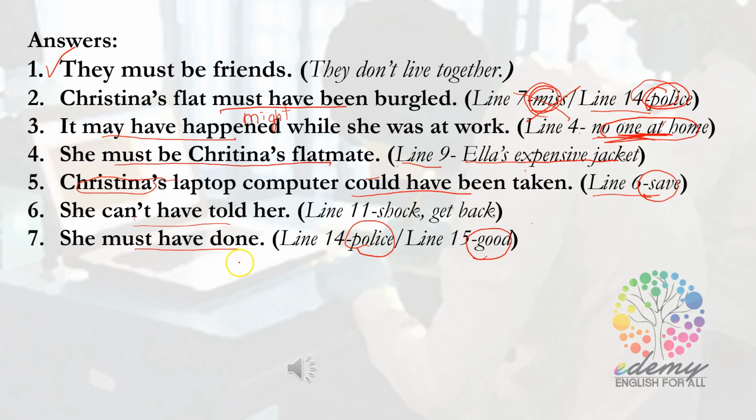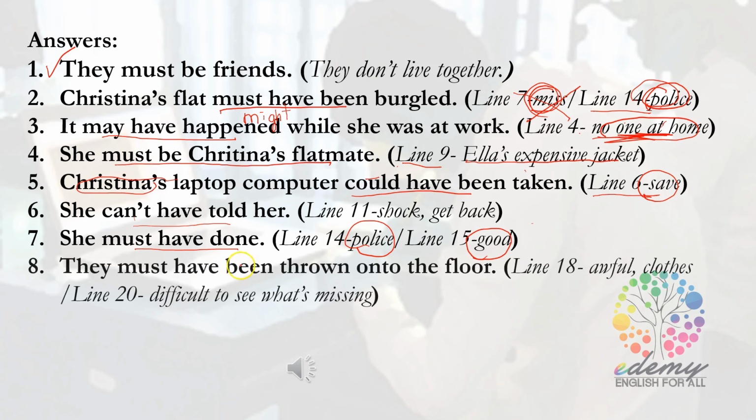So move on to the last question. What happened to Christina's clothes? We have two choices. They can have been stolen and they must have been thrown on the floor. The answer is choice number 2. They must have been thrown onto the floor. You look at line 18 and line 20, you will see the clue.